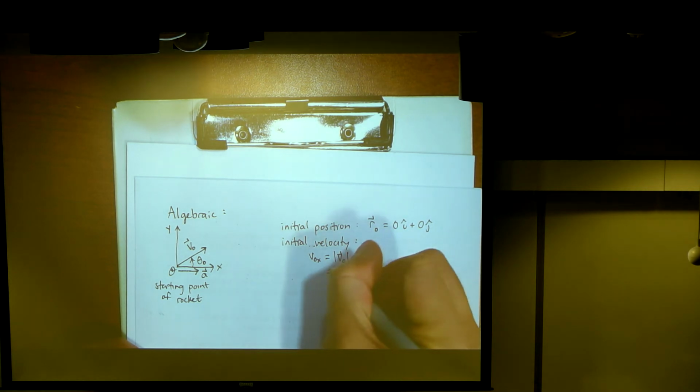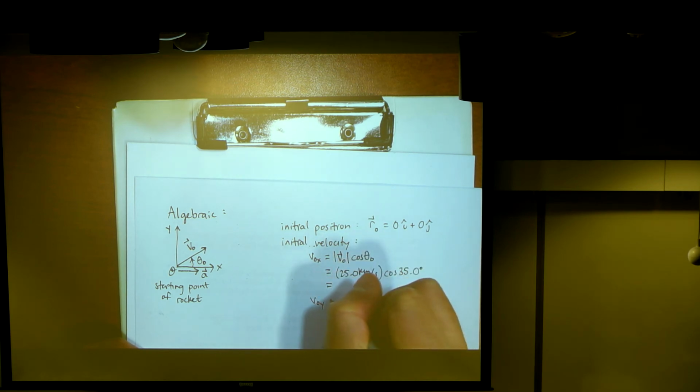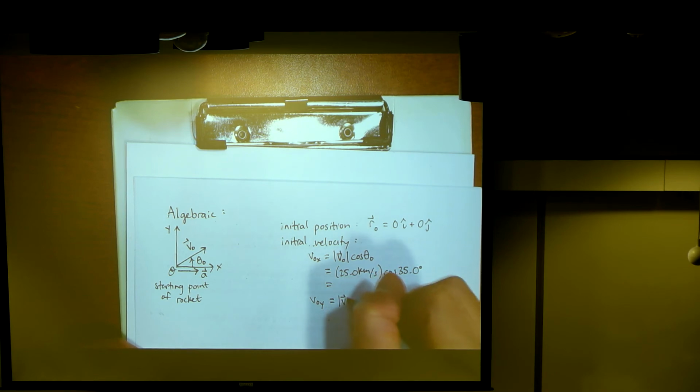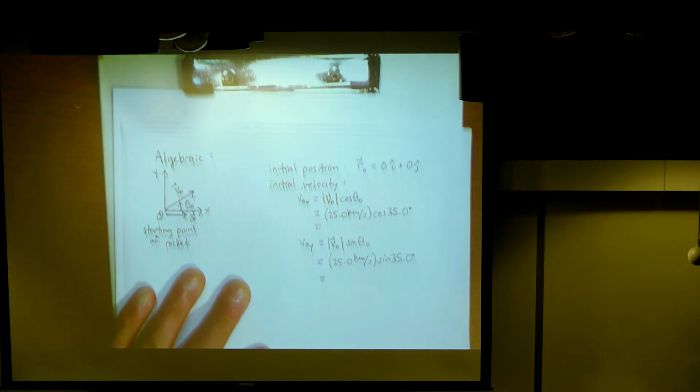Someone crunch those numbers for me real quick. And while you're doing that, let's write down what the y initial velocity is. That's going to be magnitude of v naught times sine of theta naught, which is 25 kilometers per second, sine of 35 degrees. So that's how we get the x and y components of our initial velocity.